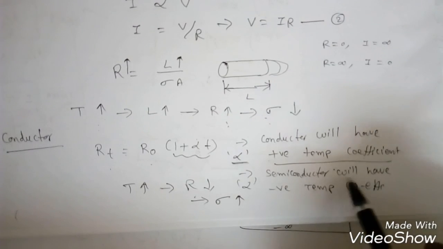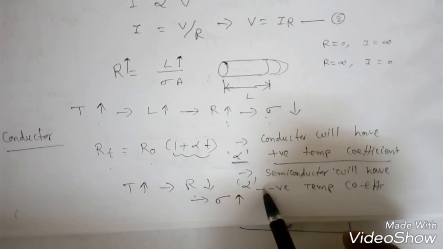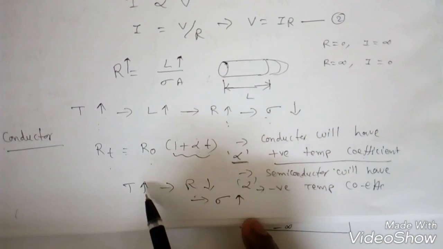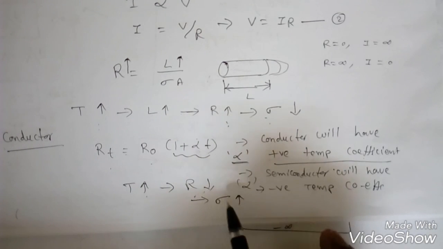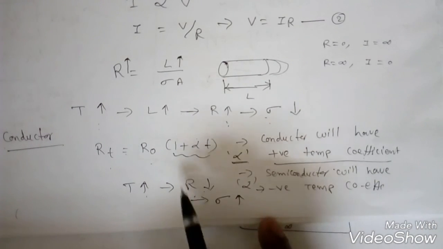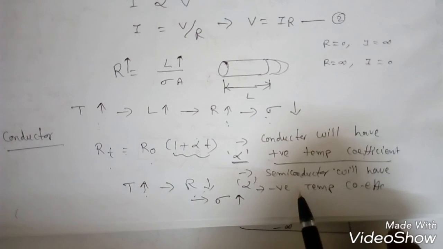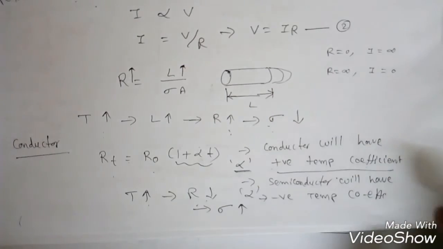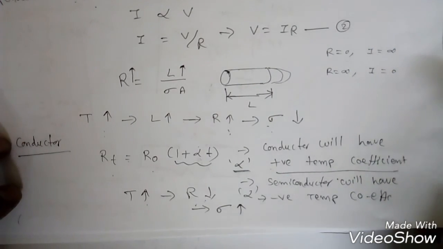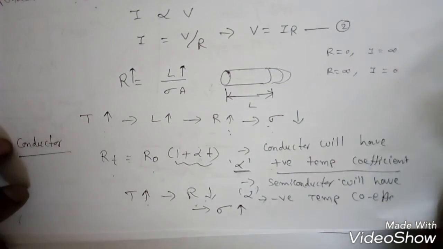But in the case of a semiconductor, alpha will be negative. That means if temperature is increasing, resistance will decrease, or we can say conductivity will increase, or current will increase when we increase the temperature. So this is about the resistance parameter. So what is Ohm's law in the resistance parameter?